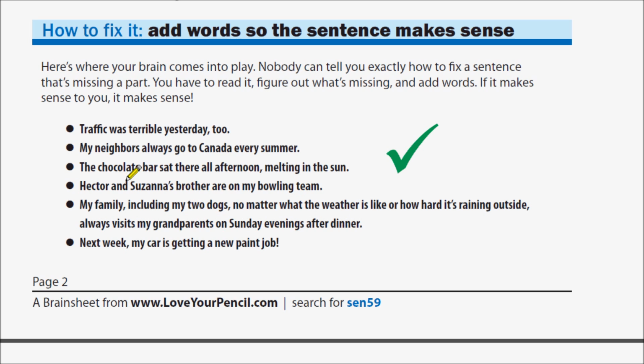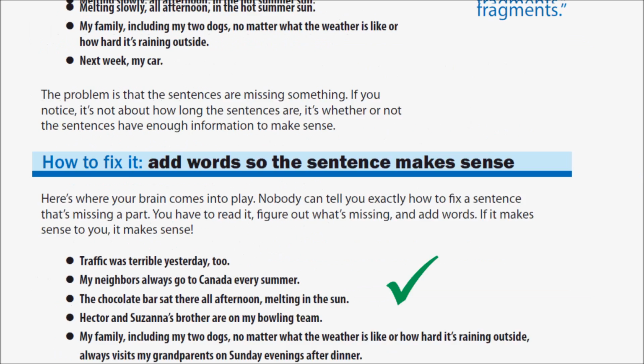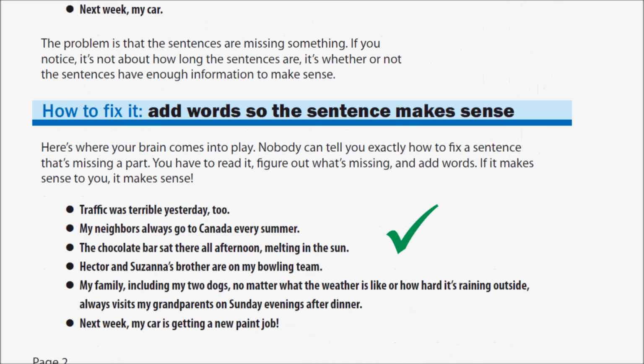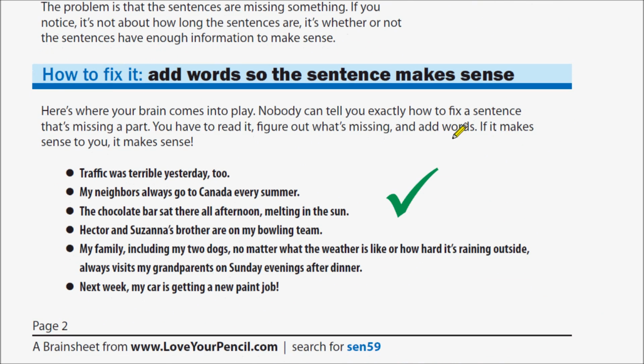See, this is how, or, "the chocolate bar sat there all afternoon melting in the sun." See, so just read this brain sheet, and you can add whatever you want to fix the sentences. Just add words to the sentences so that they each make sense.